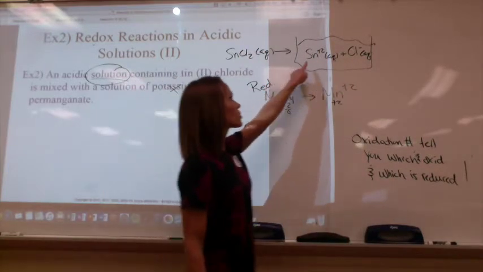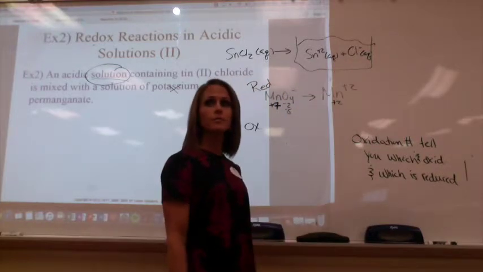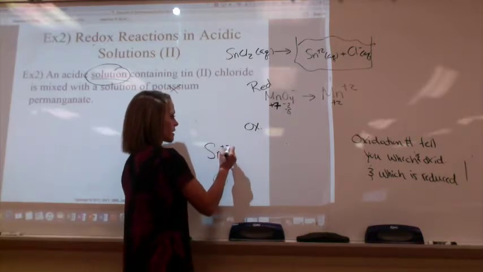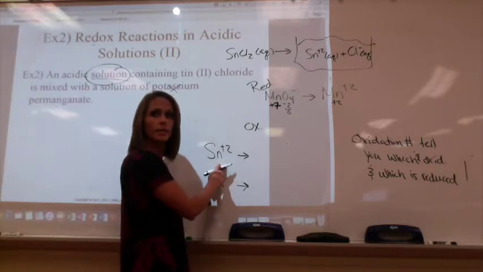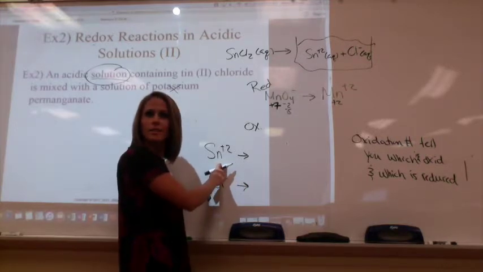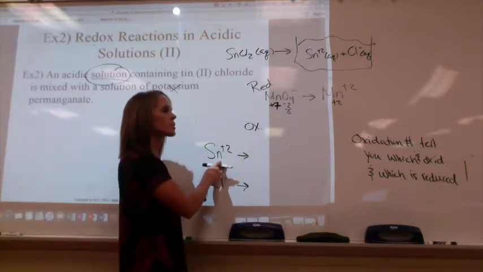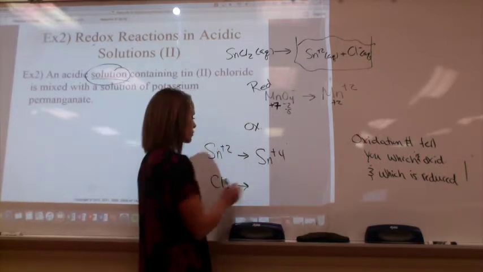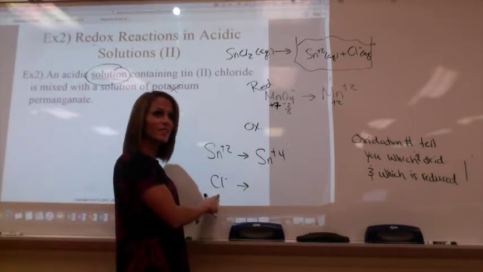So now you're going to choose: do I oxidize tin or do I oxidize chloride? So watch, Sn2+ or Cl-. Can you oxidize tin? Tell your group. If so, then what does it go to? +4. Yeah, it can go to +4. Tell your group, can you oxidize chloride? Yeah, it's the Cl2. Yes, because it can go to Cl2.